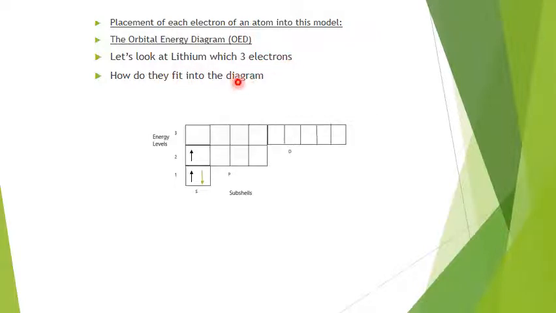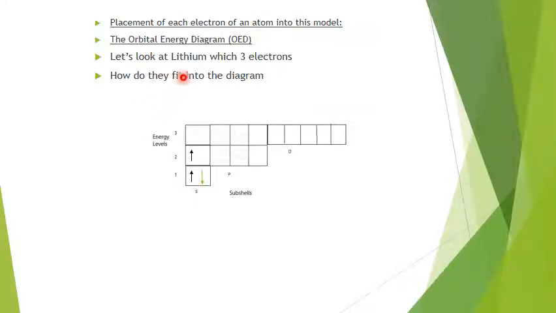So how do they fit into this diagram? There's 3 electrons. The first electron is going to come in, and it's going to go as far down as it can. It's going to go in energy level 1, and it's going to go in as an up arrow. Anytime an electron goes into a box, it's always going to go up. That's just convention.